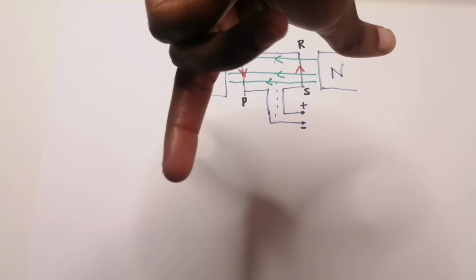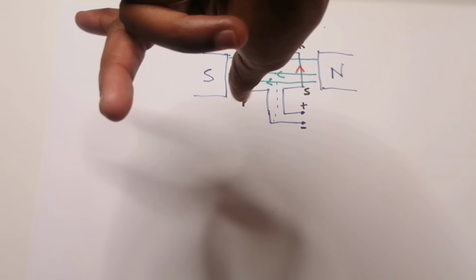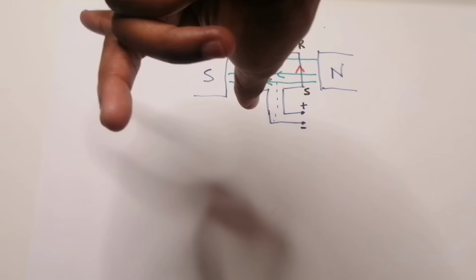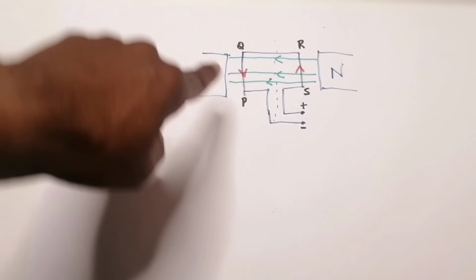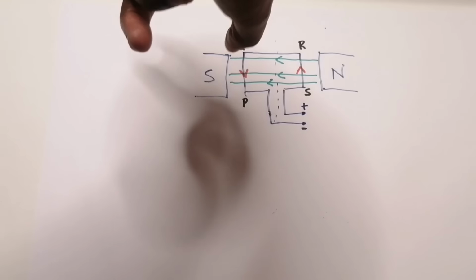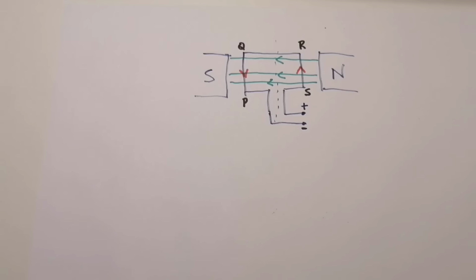That's my second finger. There's my field going in that direction. Can you see where my thumb is pointing? It's pointing downwards. So on this side, it means that the direction of the force would be downwards. So what does that mean?